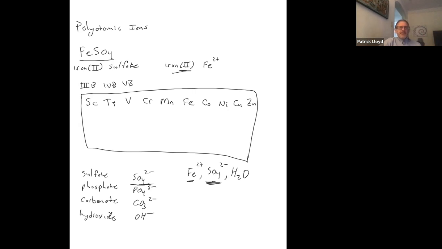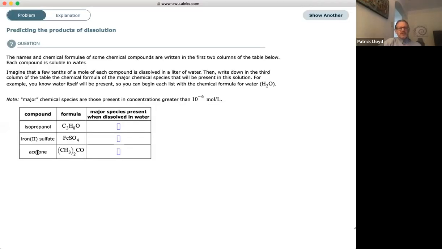So for that one, again, you've got two that are molecular substances where you're just going to have two answers. You're going to have water, H2O, and then you're going to have the chemical formula. But this one, you're going to have three. You're going to have the iron +2 and the sulfate -2, and then the water, H2O.